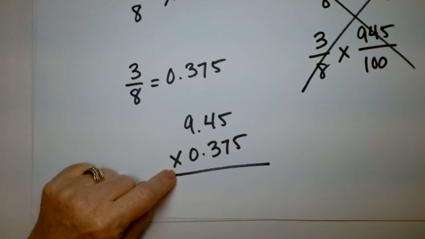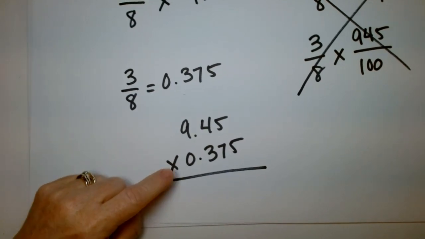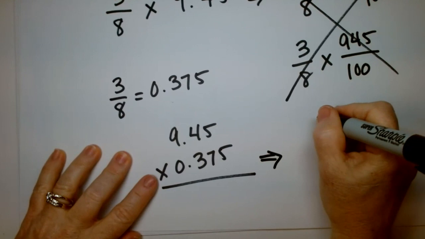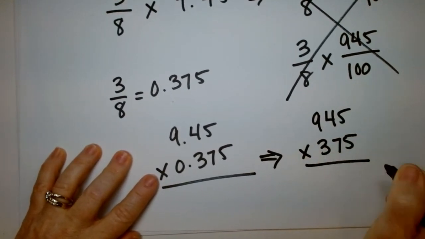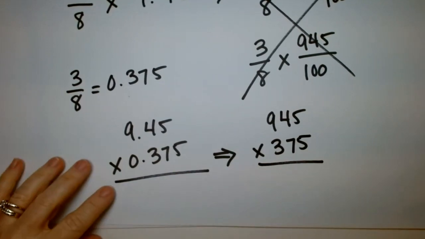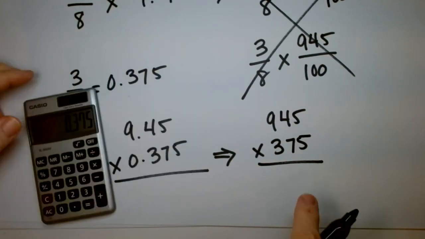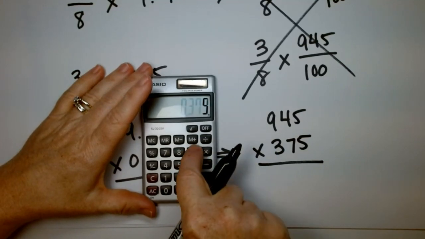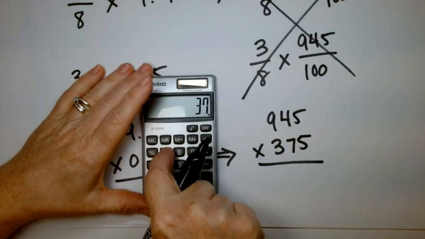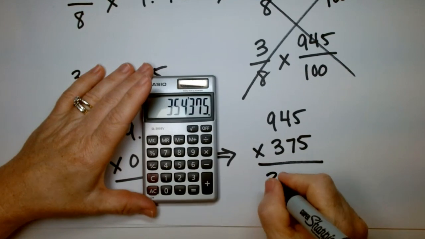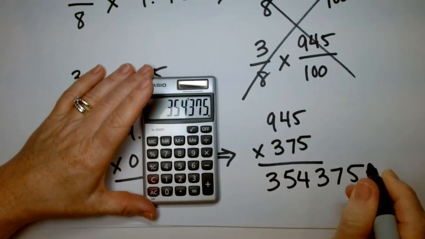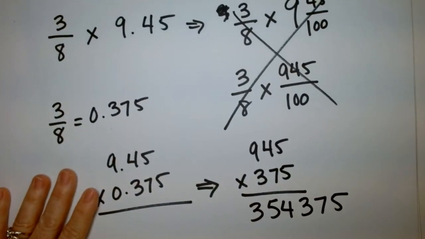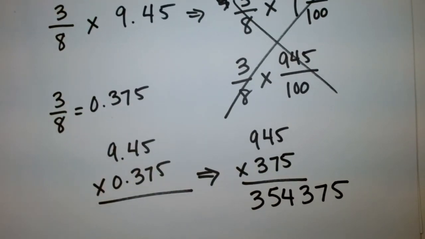So this one, does this make you feel a little nervous though? Okay, so I might rewrite this one to be 945 times 375. Okay, and then we can do this. Let's do this one. So 945 times 375. I'm going to give you the answer. You tell me where the decimal point goes. 354,375. I did all the hard work. Remember, calculator did. Where's the decimal point go? So where does that decimal point go?